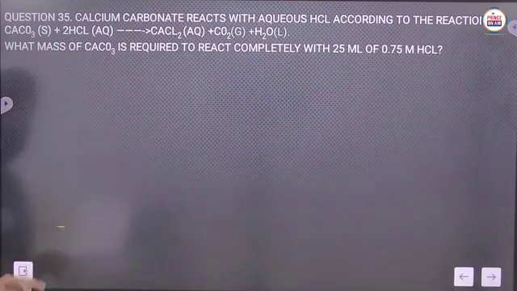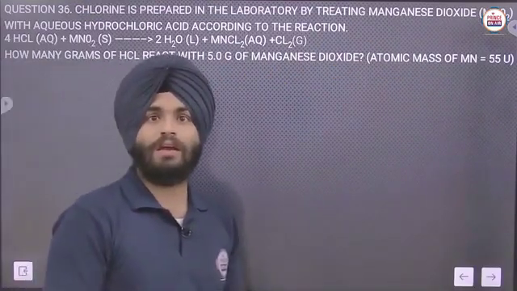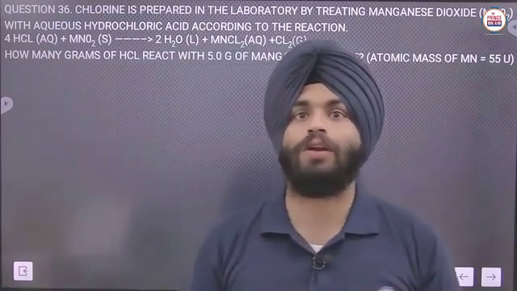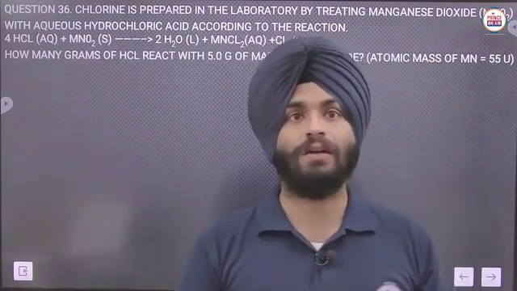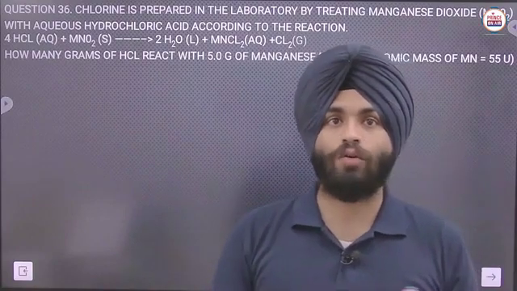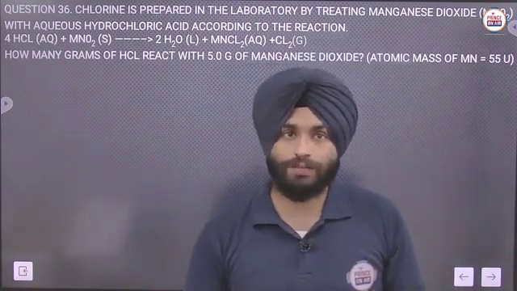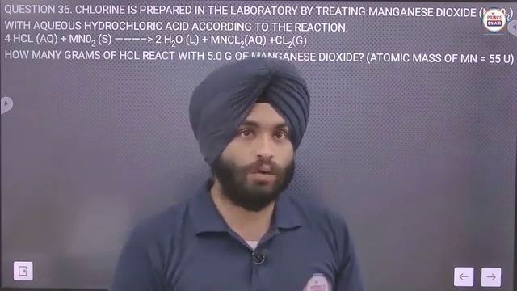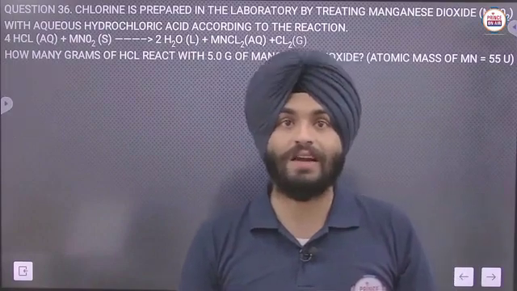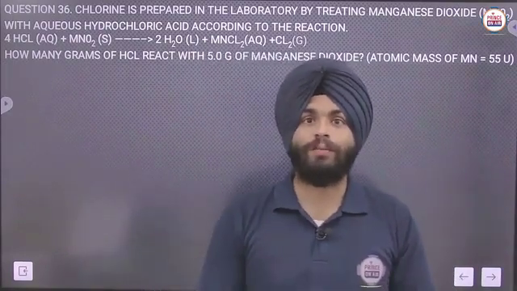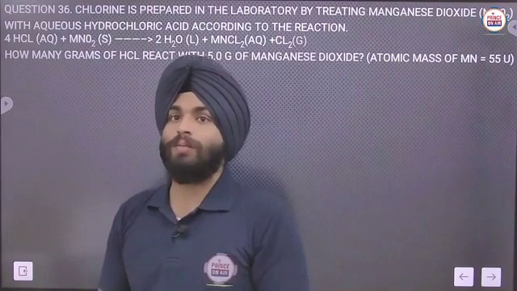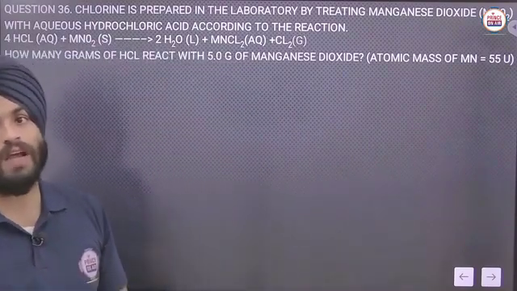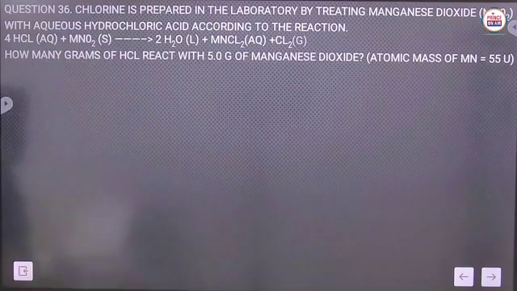Clear? Next is: chlorine is prepared in the laboratory by treating manganese dioxide with aqueous hydrochloric acid according to the reaction. So 4 HCl with MnO2 will form 2H2O and MnCl2 plus Cl2. How many grams of HCl react with 5 gram of manganese dioxide? The atomic mass of manganese is given to you, that is 55 units. So try to do that question yourself first.